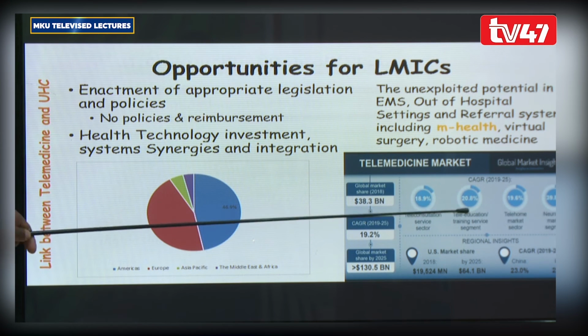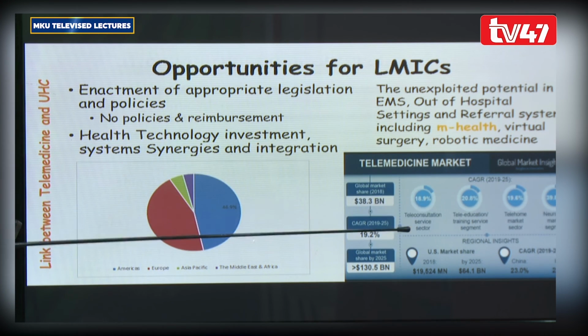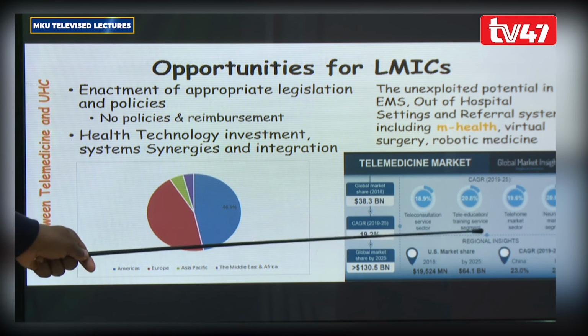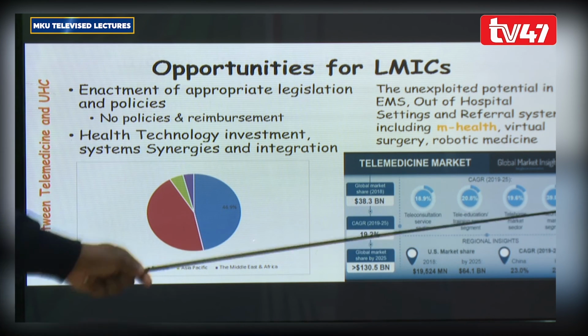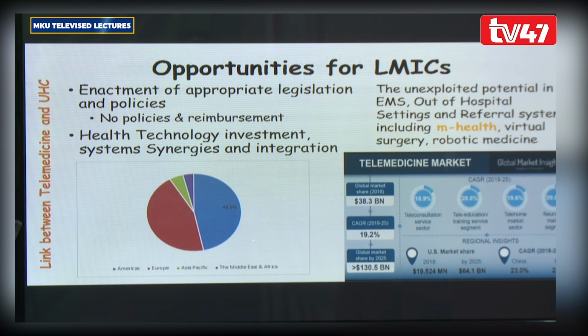But we'll see that the practice has actually expanded from teleconsultation, teleeducation, telehome market to neurology. Like today, most of the people who get emergency services are referred to Kenyatta because there are no specialists and neurologists. And those people can be treated right here in Thika, instead of getting them to Nairobi. We can even have what you call robotic surgery. But then we have to invest in this telemedicine and increase our market.